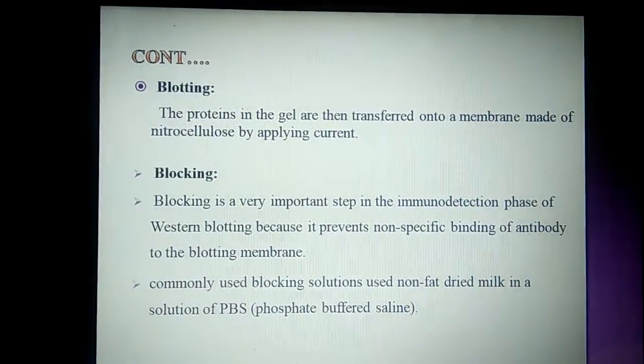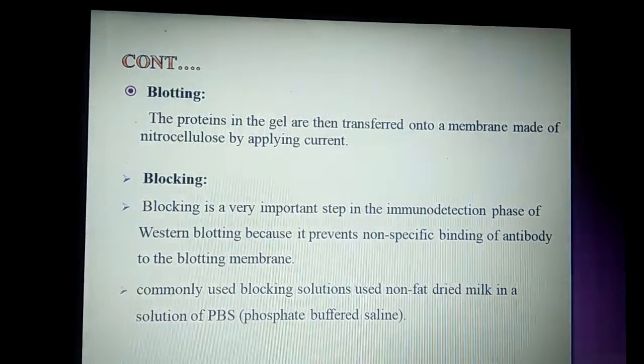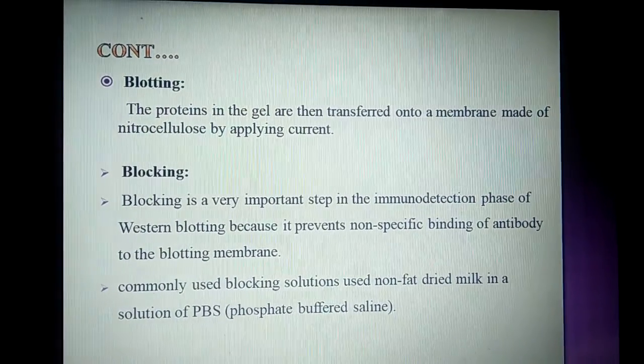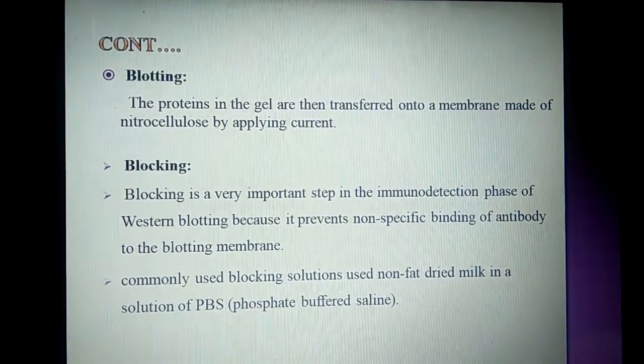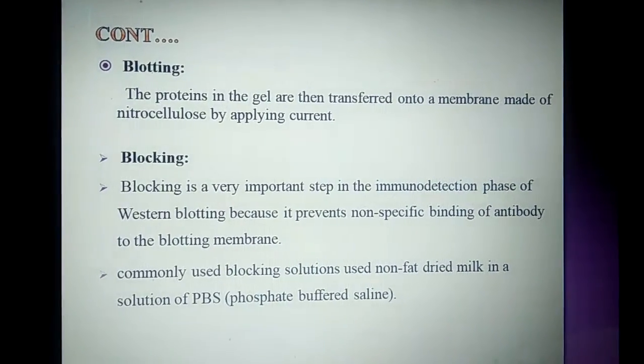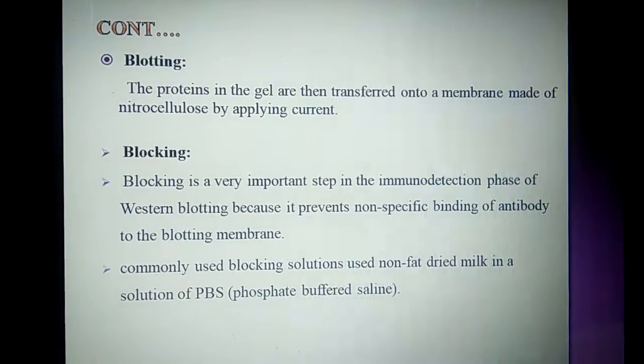Why is nitrocellulose membrane used? Because it has a high binding capacity. Therefore, the samples on the gel are very smoothly transferred onto the nitrocellulose membrane. The next step is blocking.